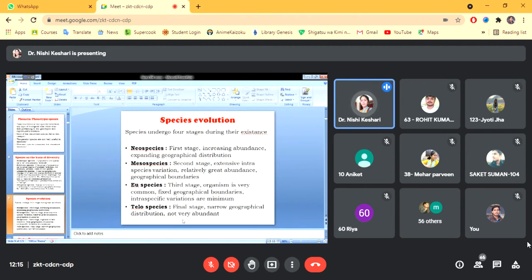Then the tylo species: when they reach their final stage, with narrow geographical distribution, they are not very abundant. Now they are not very abundant and have a very narrow geographical distribution. Now they become tylo species. So these are the evolutionary stages of any species development.